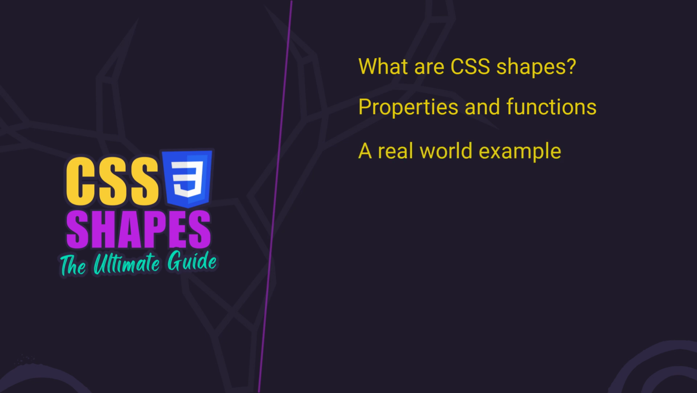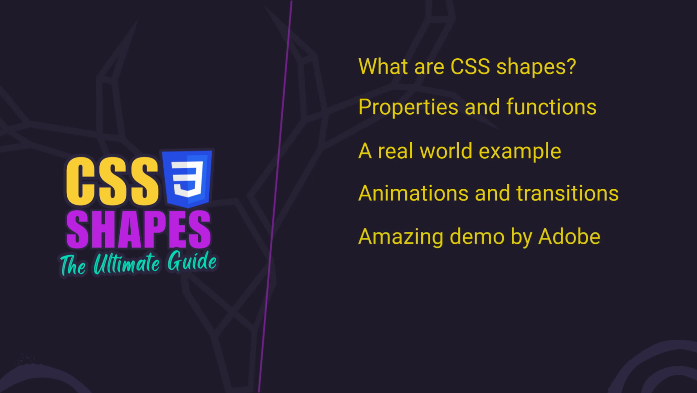Then, in the third module, we'll take a look at how we can take them even further by looking at a somewhat complex example, something that you might find in the real world. We will then look at animating and transitioning shapes. We will look at an example developed by the folks at Adobe that brings all of this greatness together. Then we'll explore what's expected in the future for CSS shapes and exclusions.